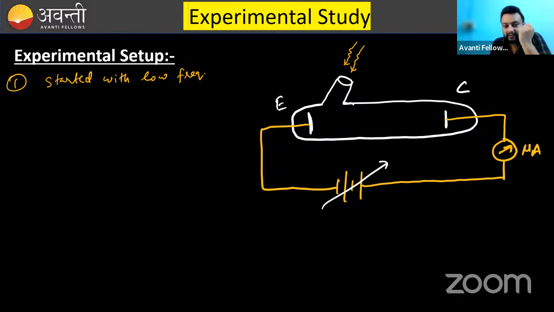Now I have increased the frequency a little bit, and increased, and increased. And at a certain frequency, I see that there is a current in this emitter, which indicates that after a certain frequency, electrons come out. This certain frequency is known as threshold frequency. This is again a very important term that we will discuss in definitions right after this experimental setup.